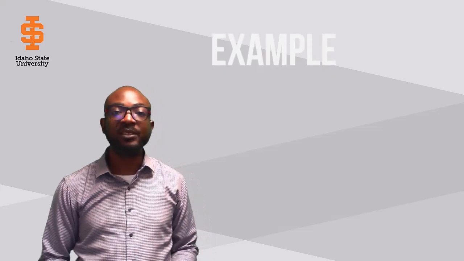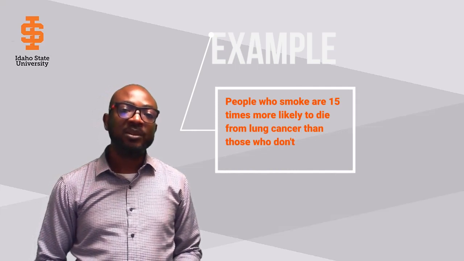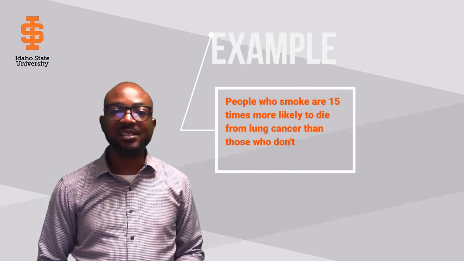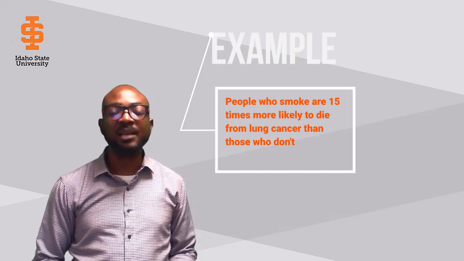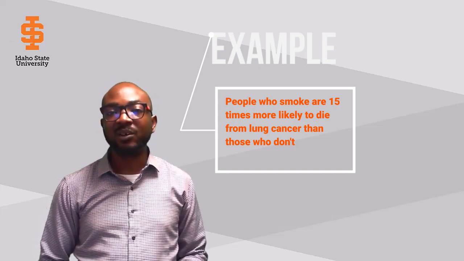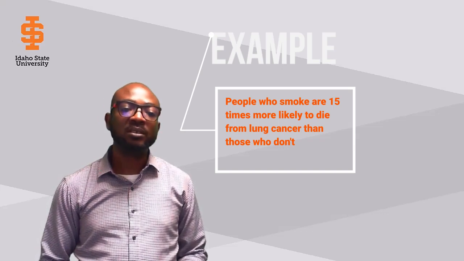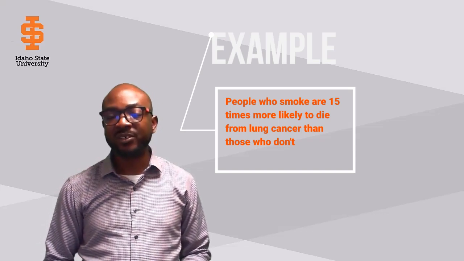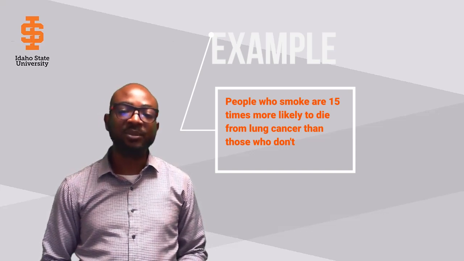Let's start with an example of measures of association. These examples may be similar to the ones you might have heard in the news. Epidemiologic research on smoking and lung cancer has found that people who smoke are 15 to 30 times as likely to get lung cancer or die from lung cancer as people who do not smoke. This is an example of a measure of association. We will learn more about how to understand and interpret statistics such as this one.